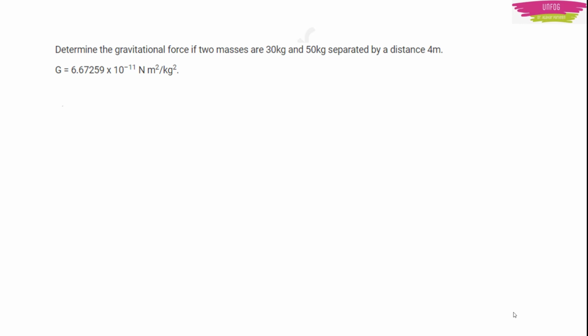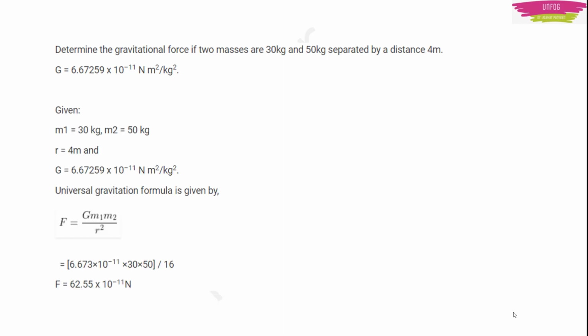Nothing you have to do. Just substitute the values in the formula which we know. It's a direct question. M1 is given 30 kg, M2 is given 50 kg, distance between them is 4 meters. Substitute and find the answer for gravitational force. Correct? That's it. And the unit will be Newton. R is 4 meters in the denominator, you will have 4 square, so it will be 16. That's it. Like this only you have to do.